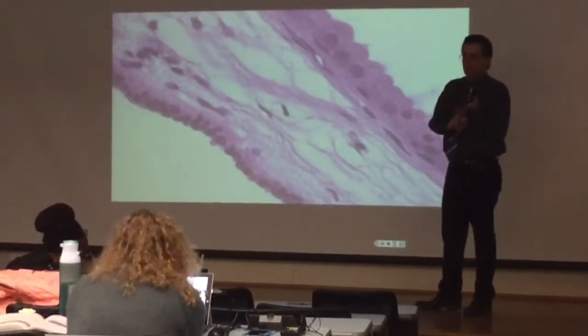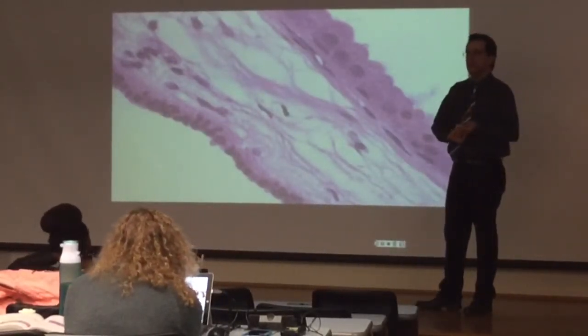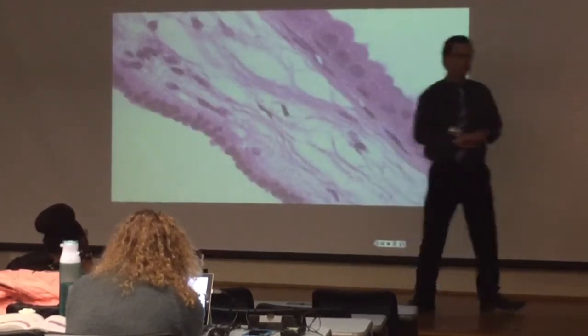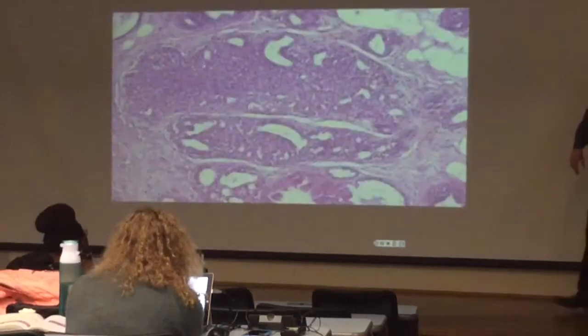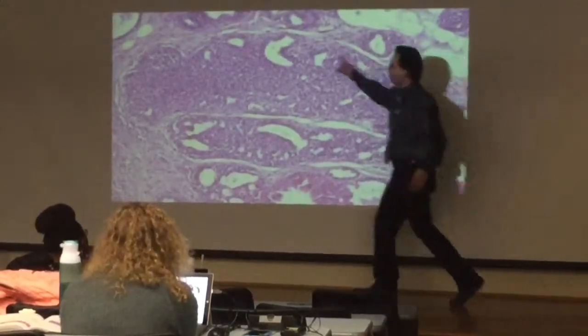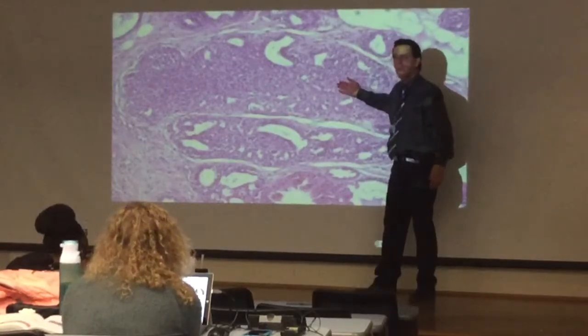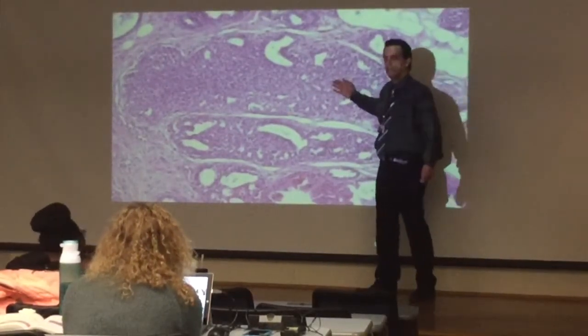So cyst, apocrine metaplasia, fibrosis, none of these actually increase risk of future cancer. These are all non-proliferative. In contrast, this change, this duct filled with all these cells, we call it ductal hyperplasia, and this is a usual ductal hyperplasia.